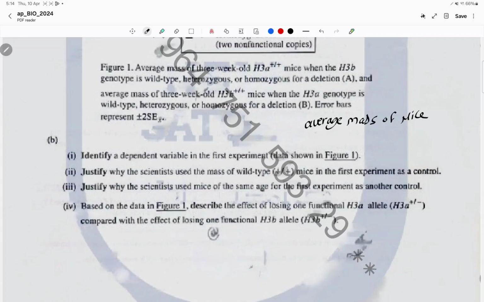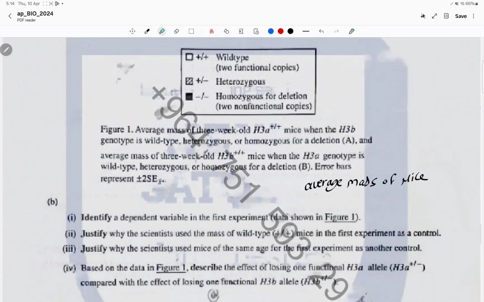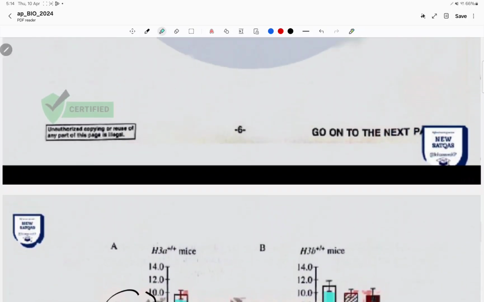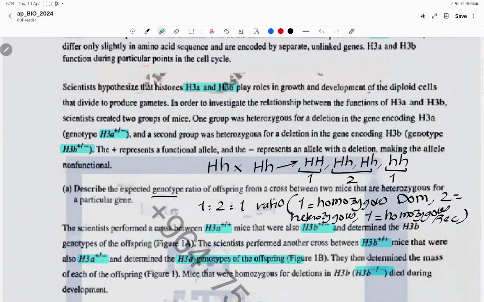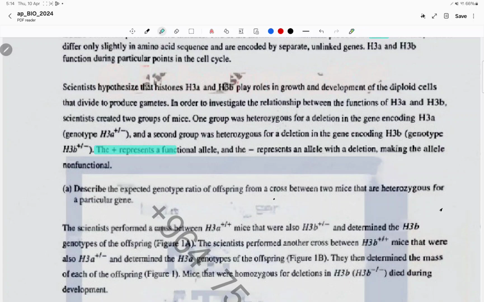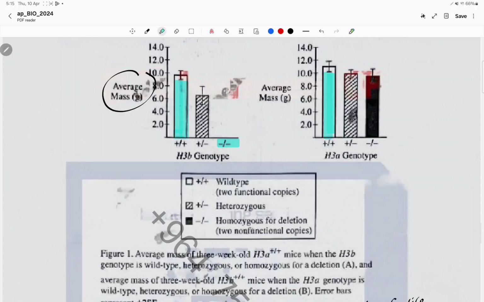Justify why the scientists used the mass of wild type plus mice in the first experiment as a control. So this guy and this guy, they're both plus. So let's see what plus means exactly. Plus means a functional allele. So they both have a functional allele, right? It's written under the graph. Okay, so plus means functional.